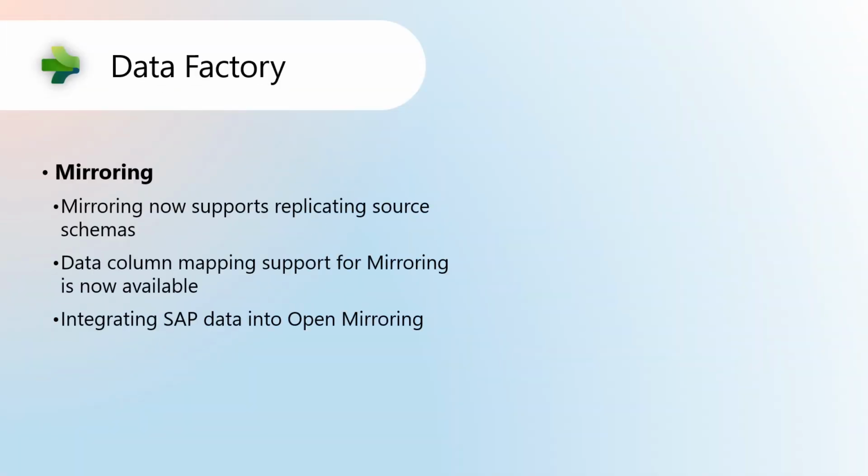All right, last topic, Fabric Data Factory, mirroring. Mirroring now supports replicating source schemas. Mirroring in Fabric now includes the ability to replicate source schemas. When data is mirrored from various types of sources, the source schema hierarchy is maintained in the mirrored database. This ensures that data remains consistently organized across different services, allowing it to be consumed using the same logic and SQL Analytics endpoint, Spark notebooks, semantic models, and other references to the data.